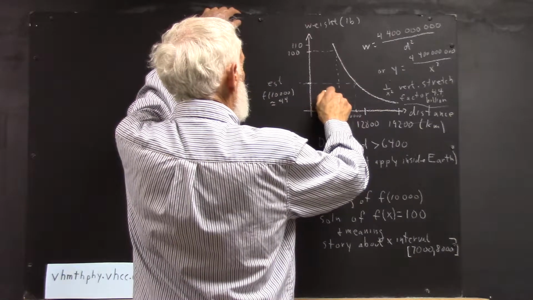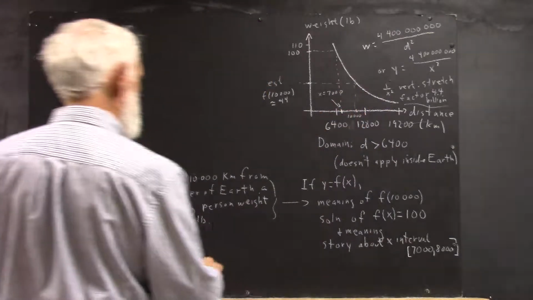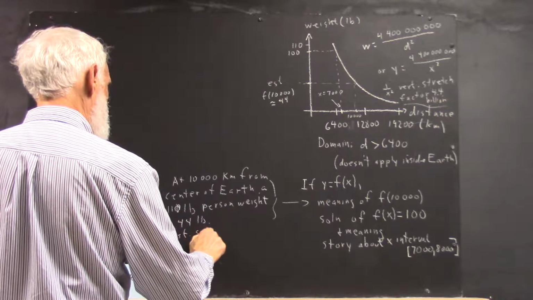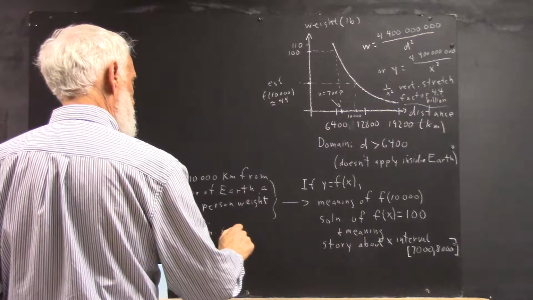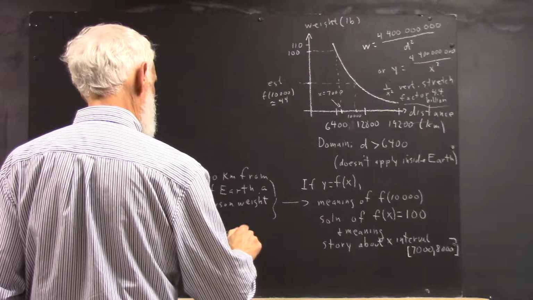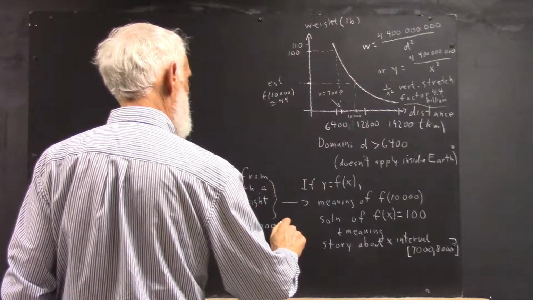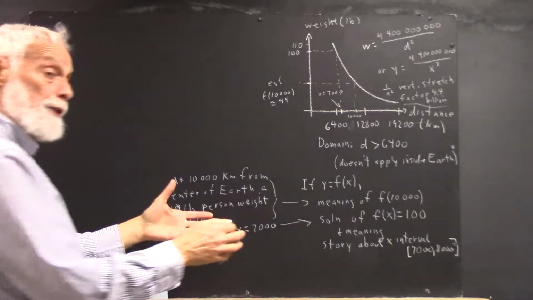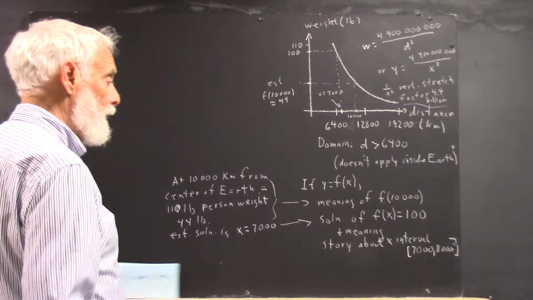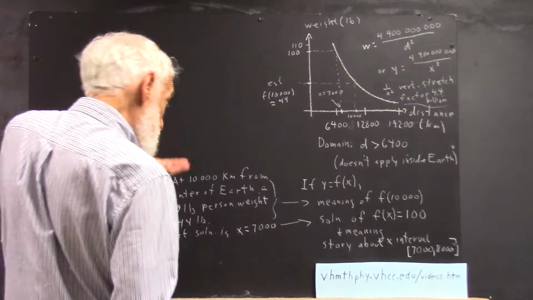Okay, here x equals 7,000. So my estimated solution is x equals 7,000. Of course, I can compare that estimate, and you're often asked to do that, what's the percent difference and all that stuff. But that is the solution, okay? What's that mean?